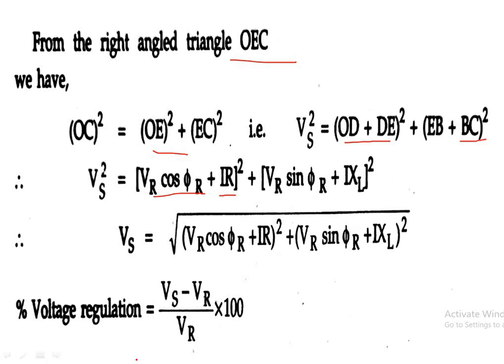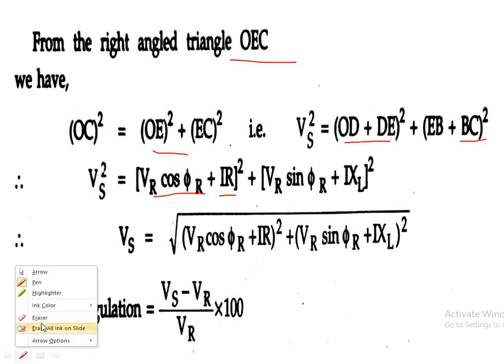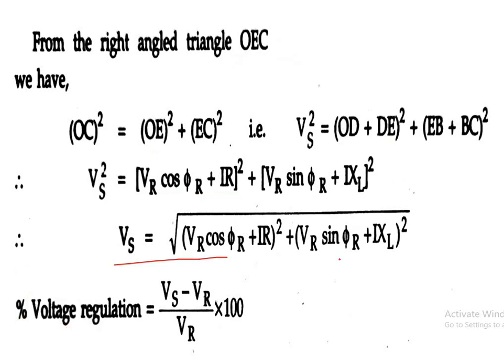Okay, understand. So once you get this, you can rewrite Vs as the square root of VR cos phi r plus IR whole square plus VR sin phi r plus I into X whole square. Once you get the sending end voltage, then you can easily get the voltage regulation.